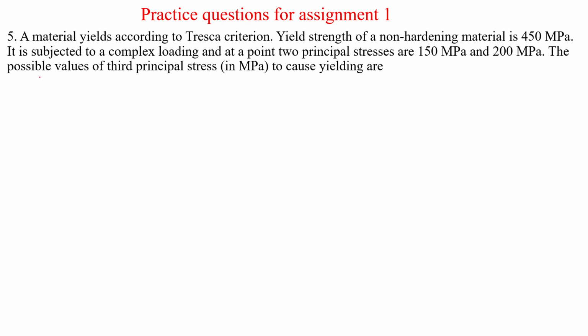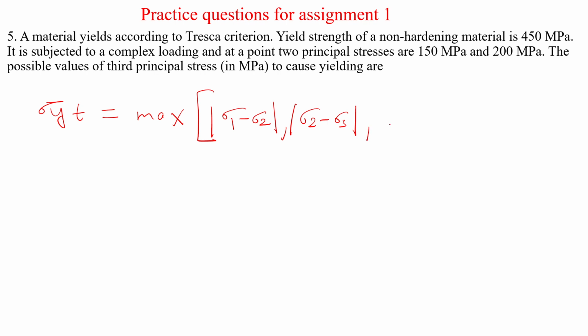Okay. So see, if I follow the Tresca criteria, then the formula is sigma yt equal to the maximum of mod sigma 1 minus sigma 2, mod sigma 2 minus sigma 3, and mod sigma 3 minus sigma 1. This is the formula for the Tresca criteria, right? The sigma yt value is given as 450, right? So 450 equals the max. The 450 value is given as sigma yt. And sigma 1 is how much?